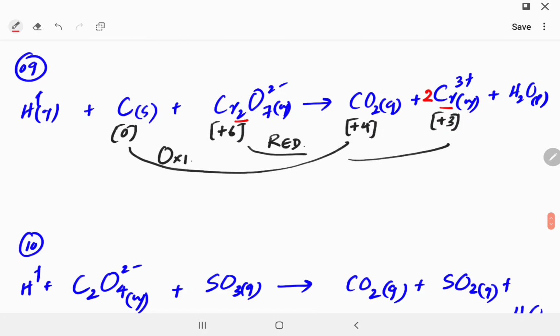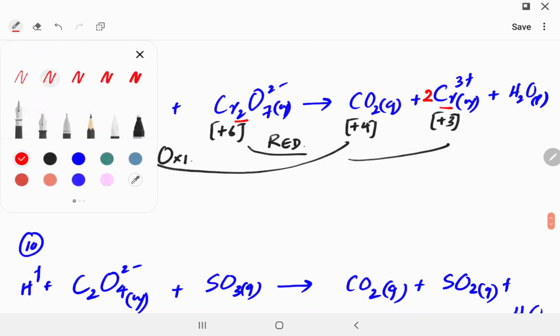Before doing anything, identify oxidation and reduction and then balance chromium on both sides. That is the most important thing. Reactant side has 2 chromiums, so put 2 there. That is very important. If you haven't done that, erase all you did and then redo this equation. Okay, all right, let's do this.